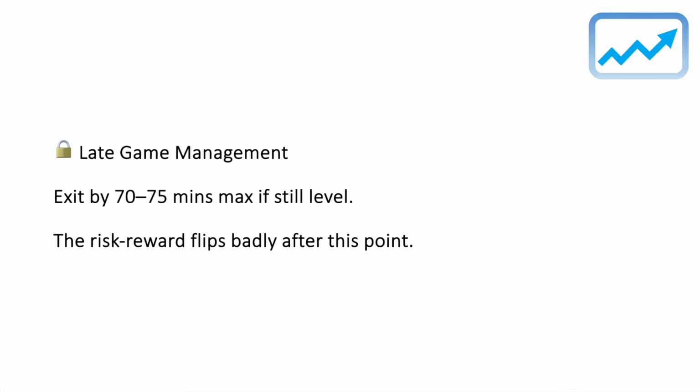Of course, beyond that, the lay price really shoots out. And of course, the risk versus reward ratio flips very badly against you after this point.